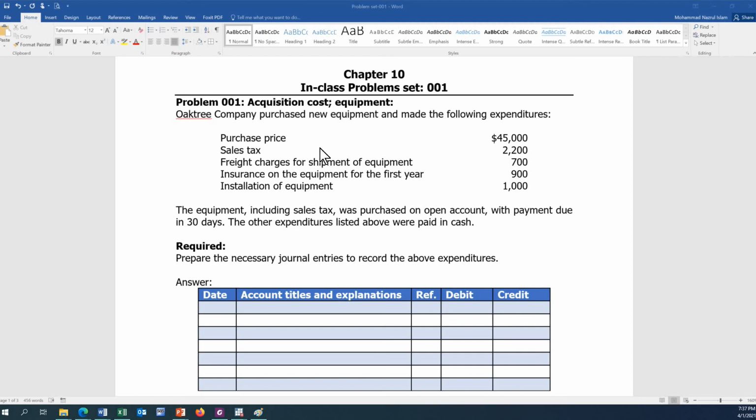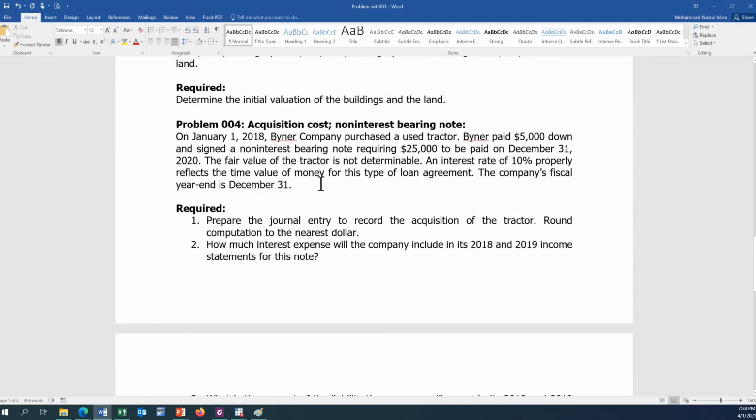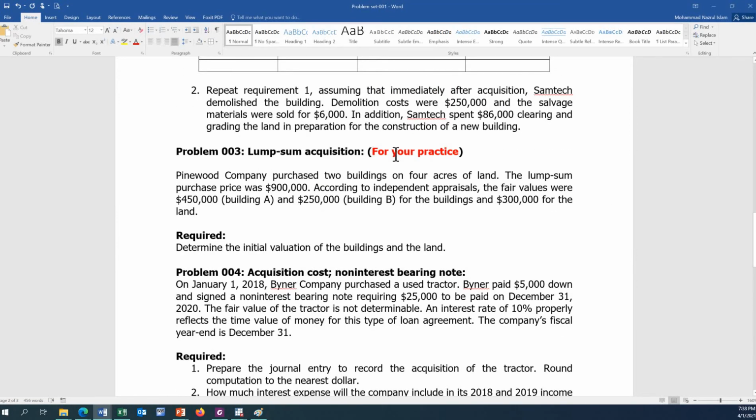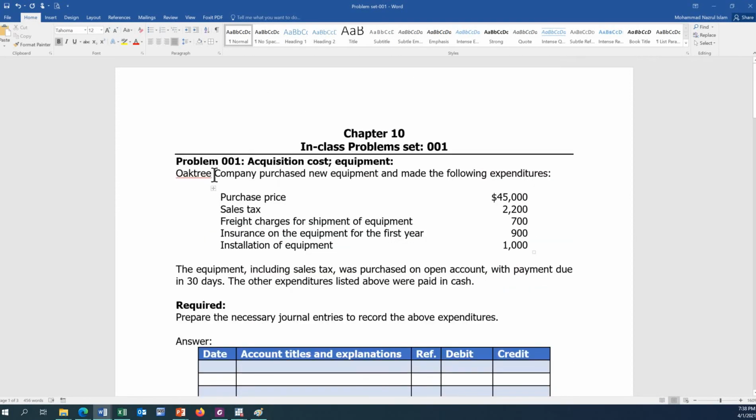Hello, welcome again. So this is our chapter 10, problem set 1. In this part, we will be solving 3 problems. Okay, there are total 4 problems. The problem number 3 is for your practice. So let's go. The first one, acquisition cost, equipment.